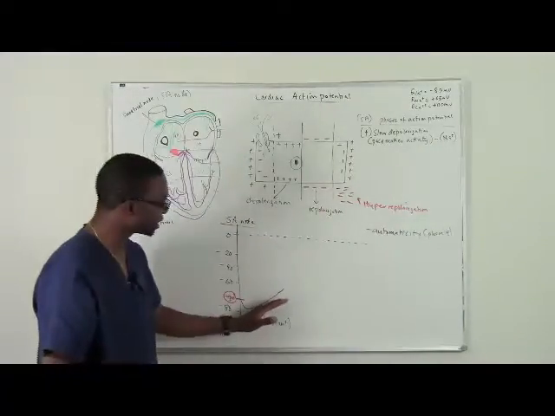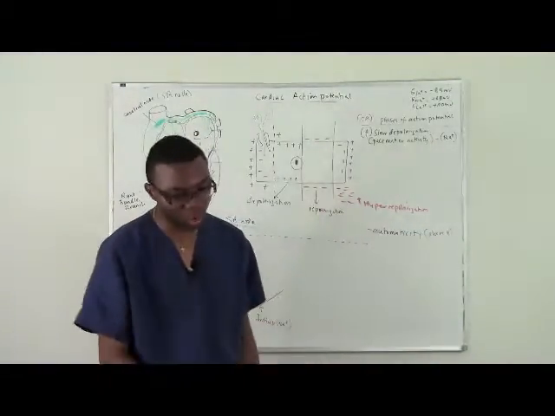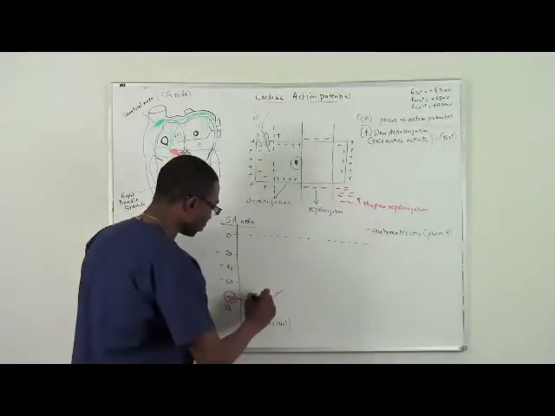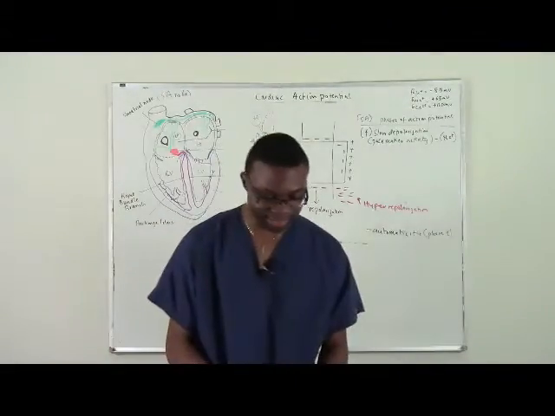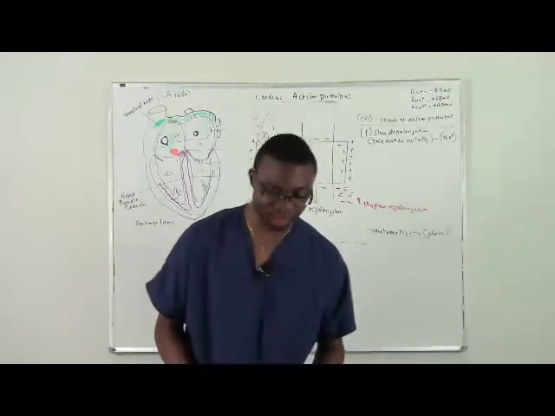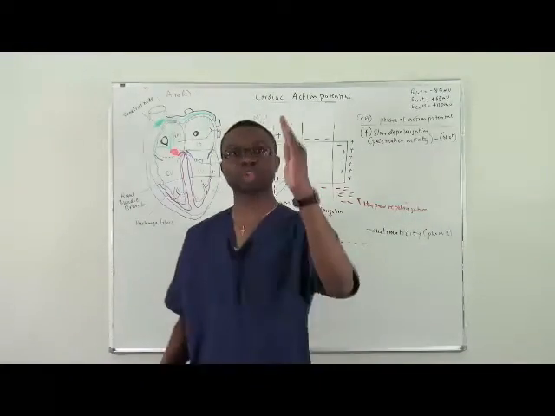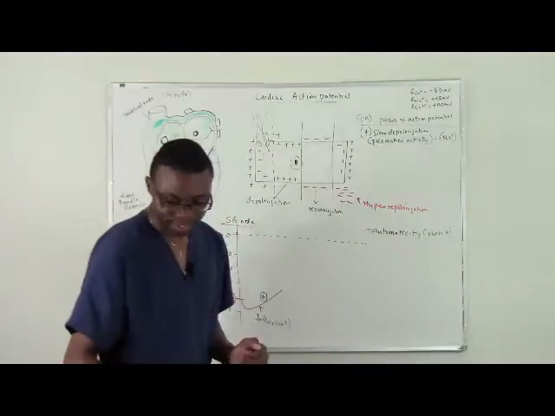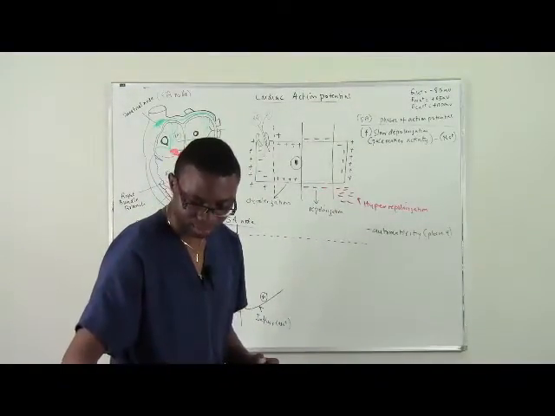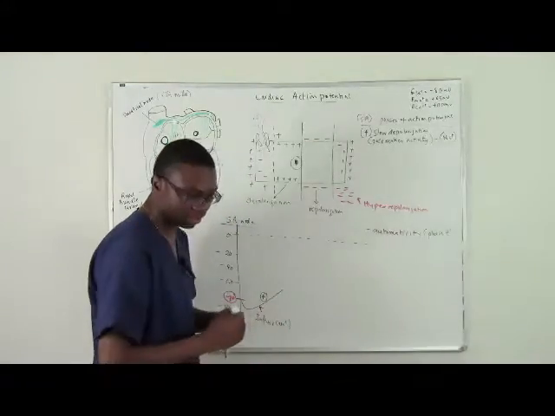Now, once this depolarizes and it starts to go up, we are going to go into phase 0. So this is phase 4 of the SA node. We are now going to go into phase 0. Well, phase 0 is known as the upstroke. The upstroke potential of the SA node. Action potential. So let's use a different color for that.